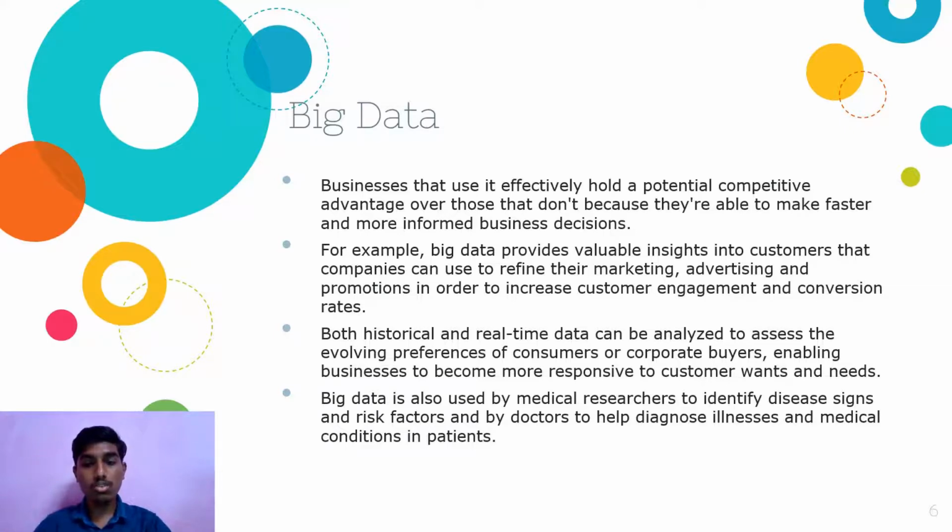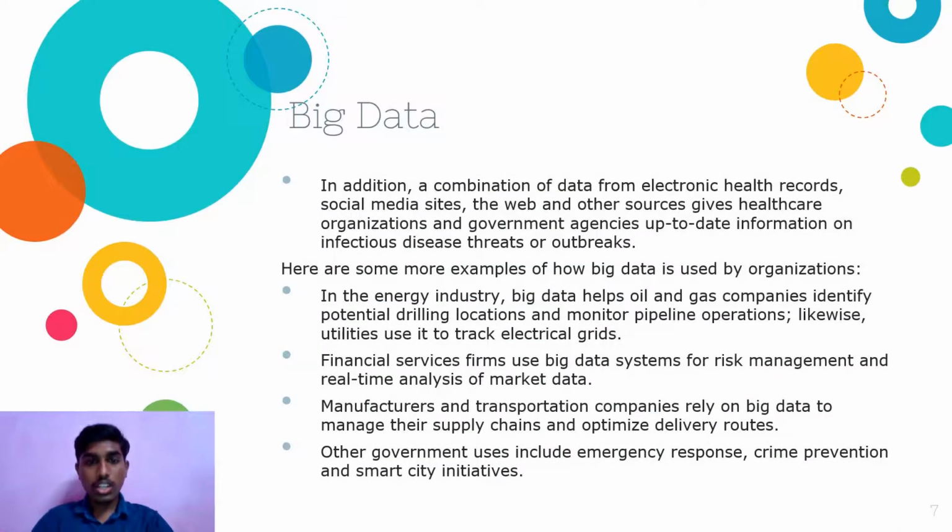Big data is also used by medical researchers to identify disease signs and risk factors, and by doctors to help diagnose illness and medical conditions in patients. In addition, a combination of data from electronic health records, social media sites, the web, and other sources gives healthcare organizations and government agencies up-to-date information on infectious disease threats or outbreaks. Here are some more examples of how big data is used by organizations.